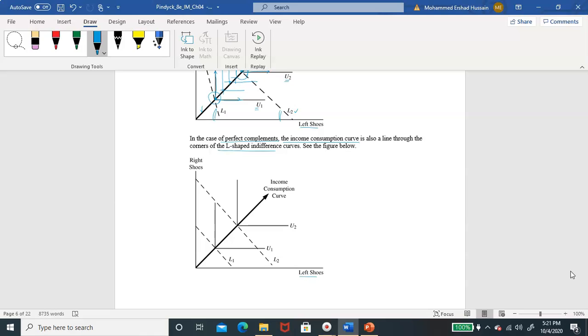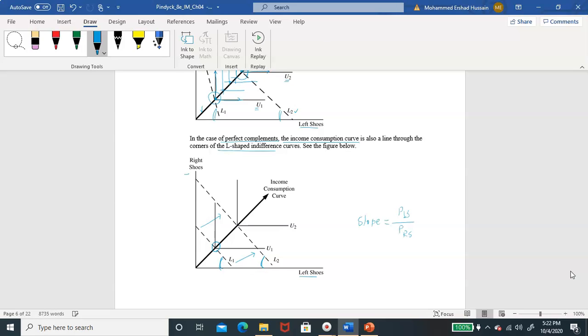So this is again left shoe and right shoe we are measuring. L1 and L2, those are what? Now look, this slope is equal to this slope. So here the price ratio does not change. This entire budget line shifts up and to the right. So it's a parallel shift. The slope does not change, which means the price ratio, the price of left shoe and the price of right shoe, is not changing. Only income is increasing, right? And that puts the budget line out from L1 to L2.